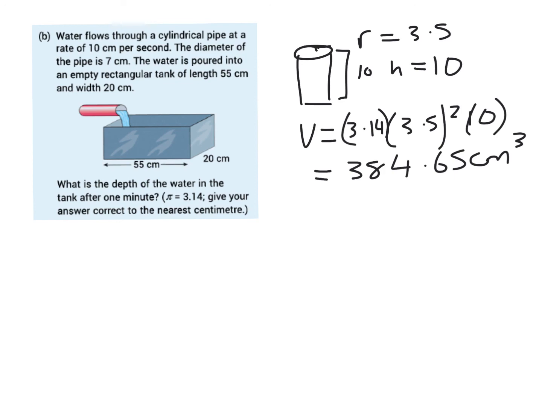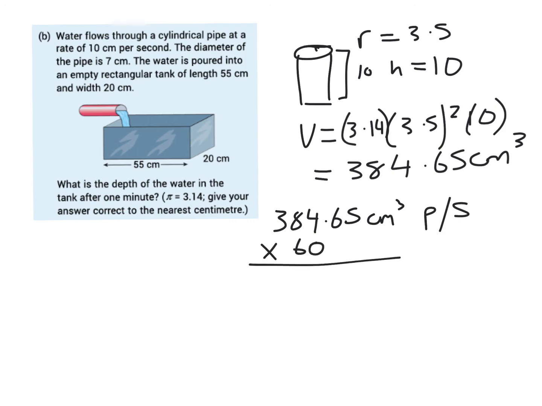So first of all, let's figure out how much water goes into the tank after 1 minute. If we know that 384.65 centimetres cubed goes in per second, then we just need to multiply that by 60 to figure out what it is per minute, and I'm going to get 23,079 centimetres cubed. So that's in 1 minute.